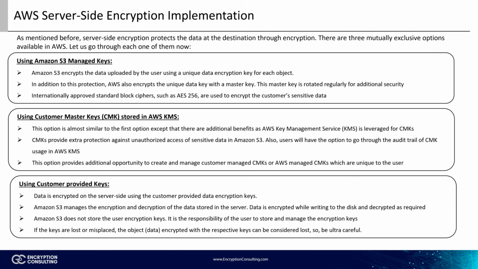First, there is Amazon S3 managed keys. Amazon S3 encrypts the data uploaded by the user using a unique data encryption key for each object. In addition to this protection, AWS also encrypts the unique data key with a master key. This master key is rotated regularly for additional security. Internationally approved standard block ciphers, such as AES 256, are used to encrypt the customer's sensitive data.